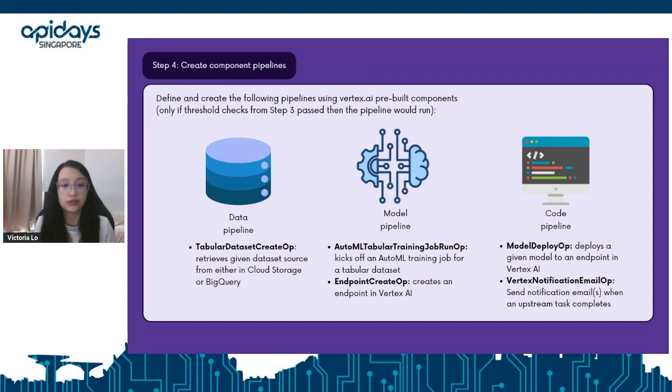So again, back to Vertex AI, how they use pre-built components. I really like how they already have all these ready for you. That way you don't have to code from scratch. So let's look at the first pipeline that we're going to automate, which is the data pipeline.